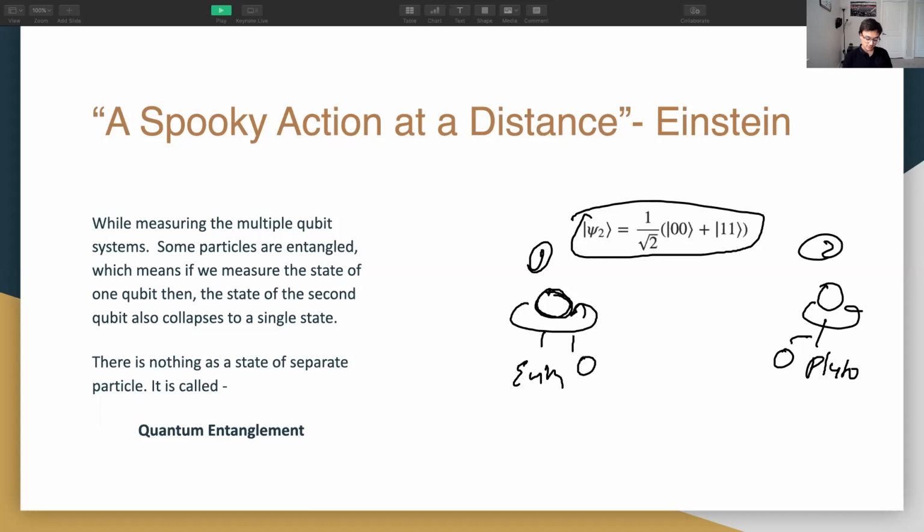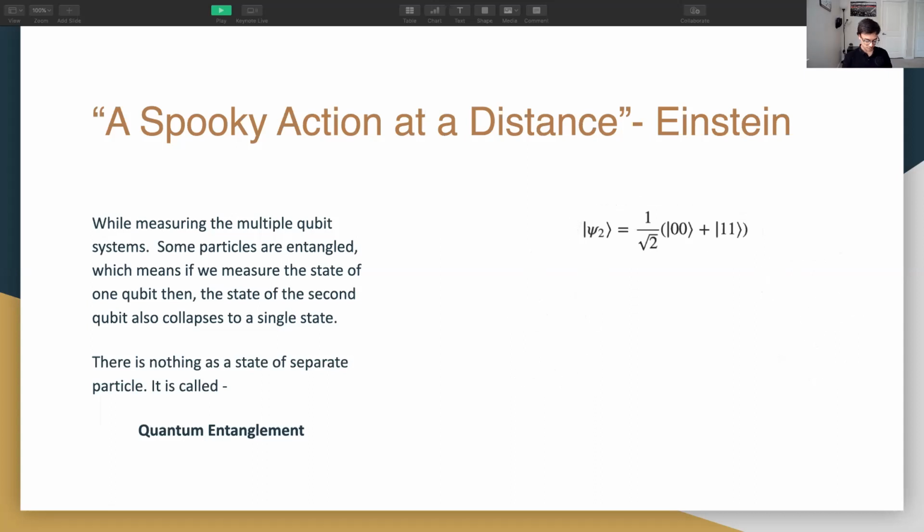If after the measurement, the state of my first qubit comes out to be 1, then my second qubit will also collapse to 1. And interestingly, it will collapse at the same time, irrespective of how far it is from this particle. So this is what we call quantum entanglement. And now in this system, there's nothing like a state of a separate particle. So this is our second principle.